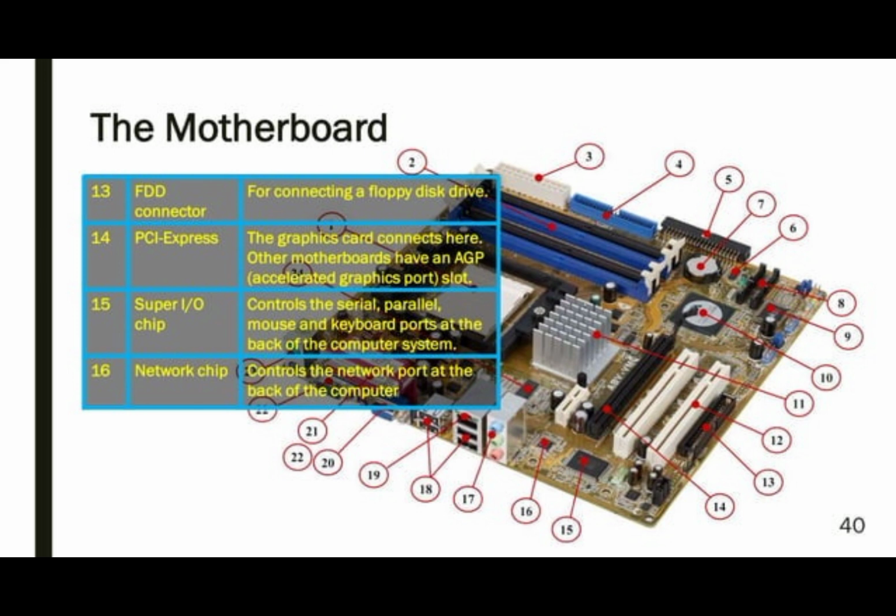Number 13. FDD connector. For connecting a floppy disk drive. 14. PCI Express. The graphics card connects here. Other motherboards have an AGP accelerated graphics port slot. 15. Super I/O chip. Controls the serial, parallel, mouse and keyboard ports at the back of the computer system.